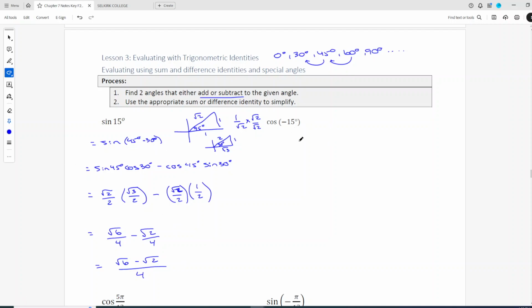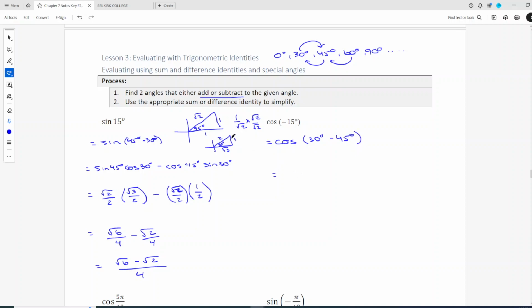All right, let's give this one a go. And if you're ready for it, pause the video and give it a go yourself. Maybe you need a little bit of help getting going though. So this time, instead of adding to get positive 15, we're going to add or subtract to get negative 15. So what I would do instead is just 30 minus 45. So for this one, I'm going to do the cos of 30 degrees minus 45 degrees.